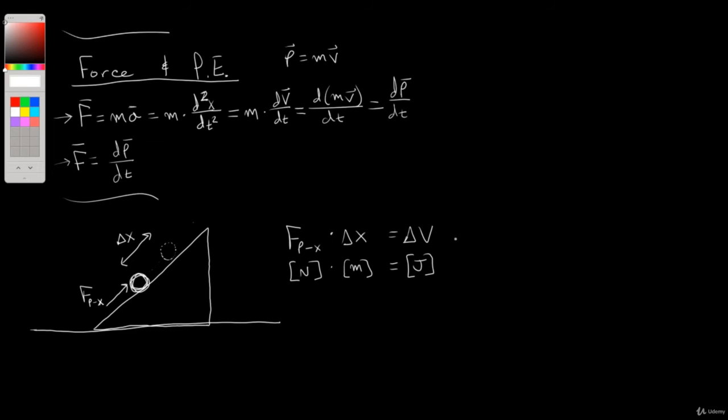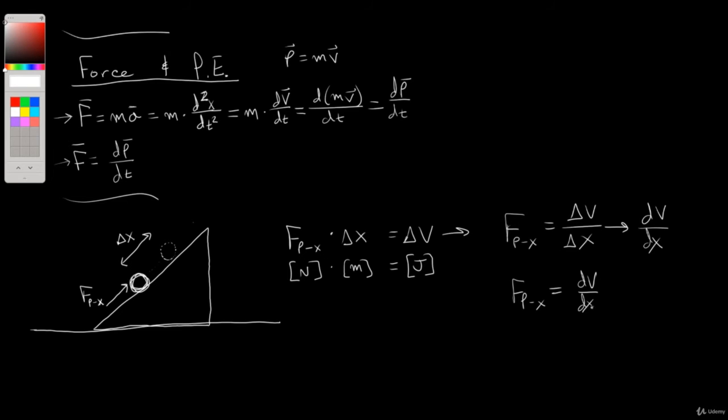And we can rewrite this as F of Px is equal to delta V over delta x. And in the limit of a very, very tiny displacement and thus a very, very tiny change in potential energy, I will get dV dx, this differential expression. So I know now that the force is equal to dV dx.